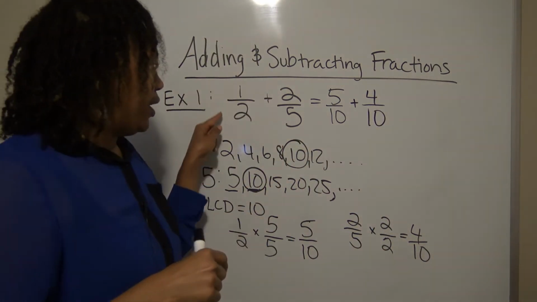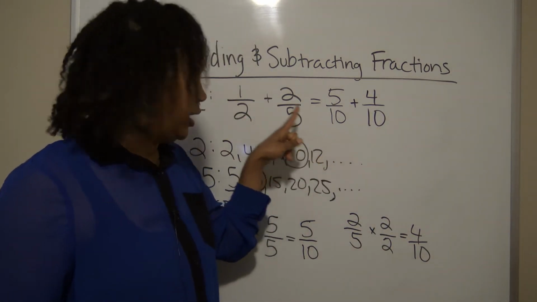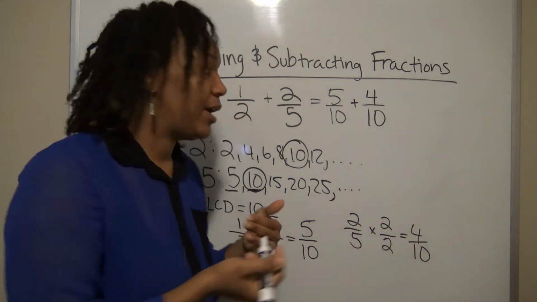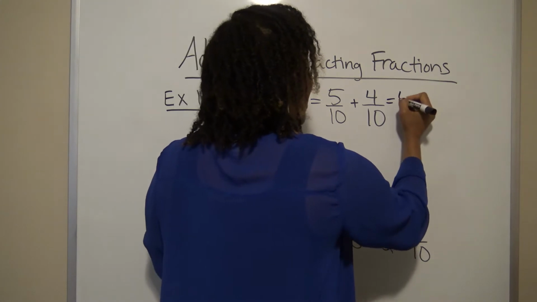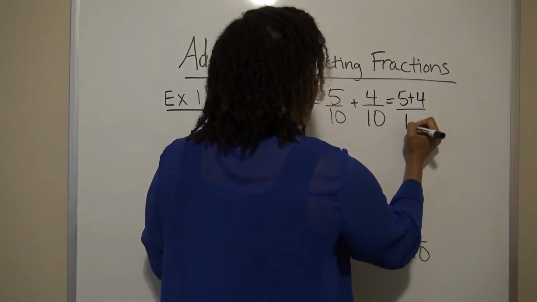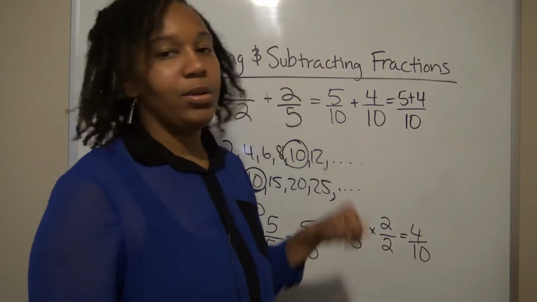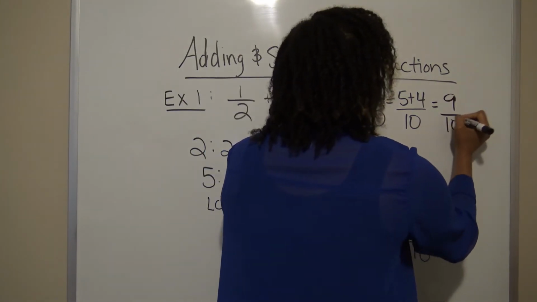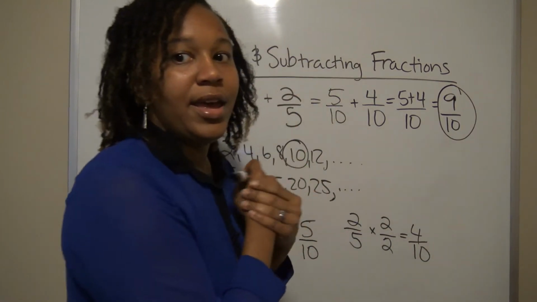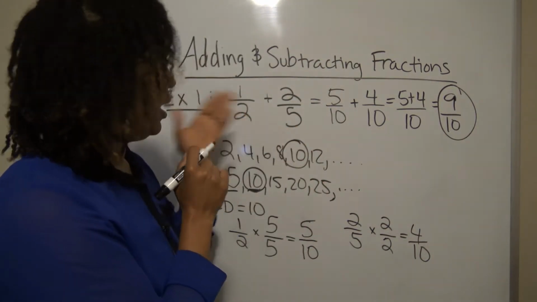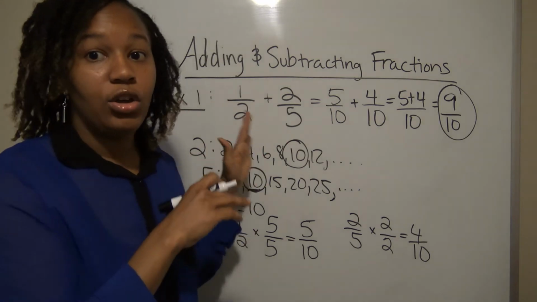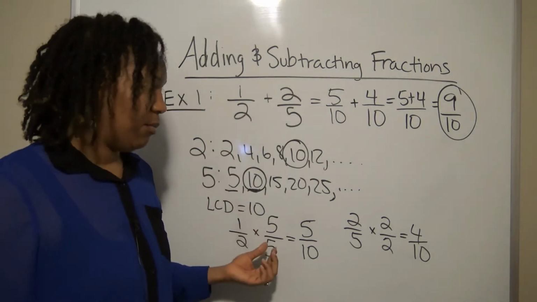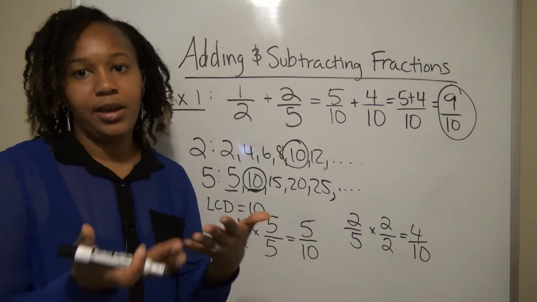So I've rewritten 1/2 so that it has a denominator of 10, and I've rewritten 2/5 so that it has a denominator of 10. They now both have the same denominator, so I can combine those by adding the numerators and keeping the denominator the same. So 5 plus 4, which is 9, and that is over 10. So 9 over 10 is the solution to that problem. So that's how you go through the process of finding a LCD, a least common denominator, making both fractions have that LCD, and then combining those fractions.